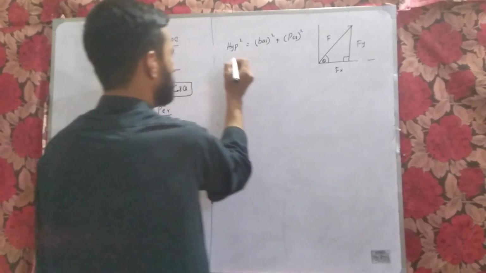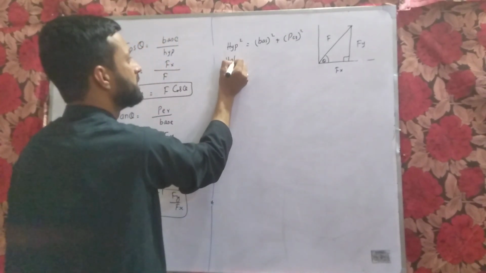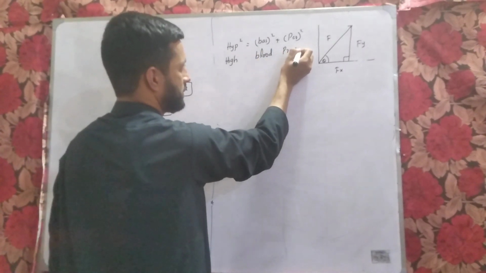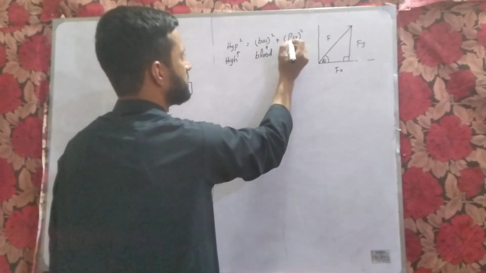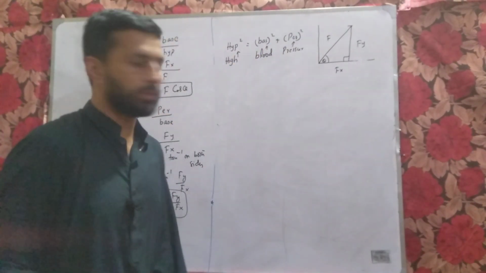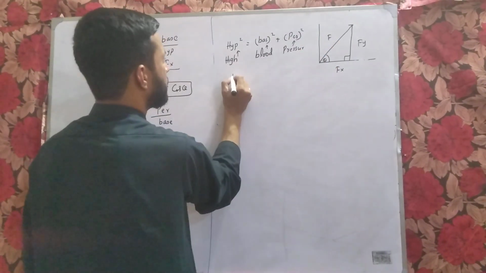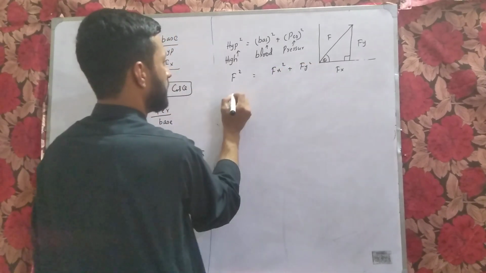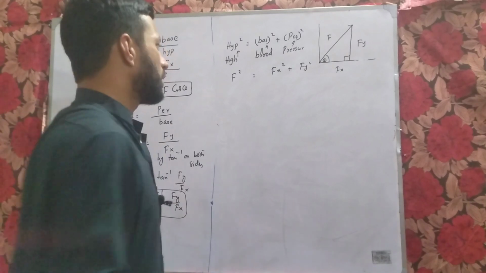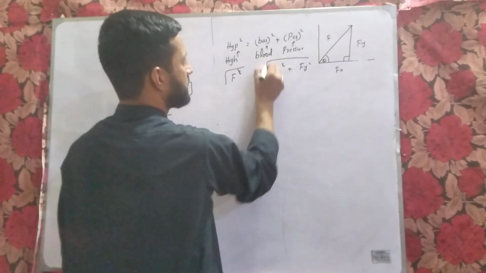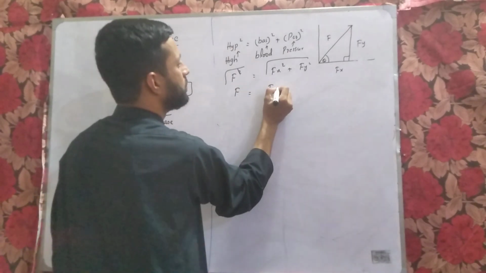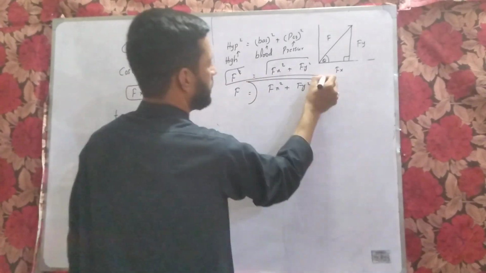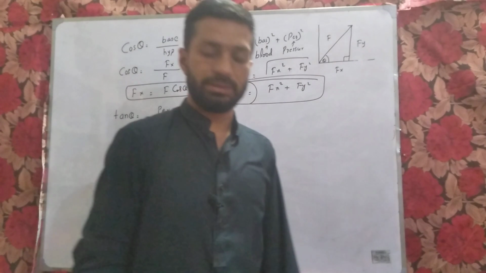If you want to memorize it, here is a trick for this formula: "High blood pressure." High means hypotenuse, blood means base, and pressure means perpendicular. So the hypotenuse is f, and f square is equal to fx square plus fy square. If we take the square root on both sides, f is equal to the square root of fx square plus fy square. So this is the resultant.